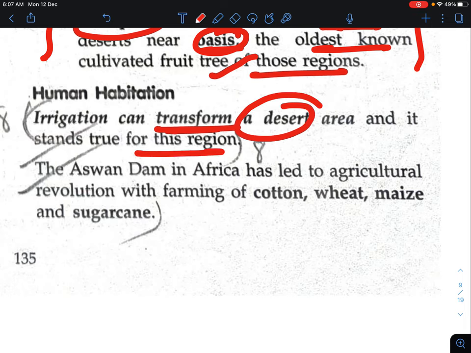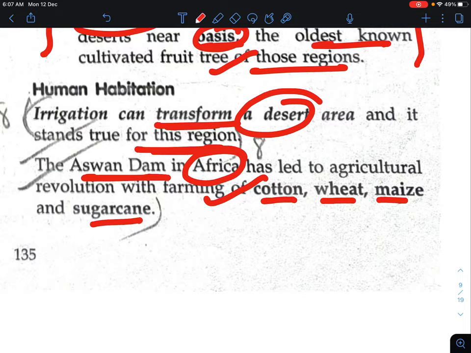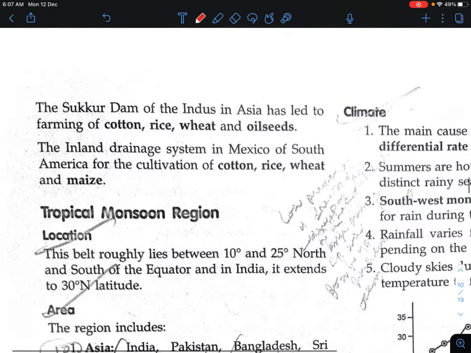Now if we talk about human habitation, irrigation can transform a desert area, and this stands true for this region. The Aswan Dam in Africa has led to an agricultural revolution with farming of cotton, wheat, maize and sugarcane. After that, the Sukkur Dam on the Indus in Asia has led to the farming of cotton, rice, wheat and oilseeds.